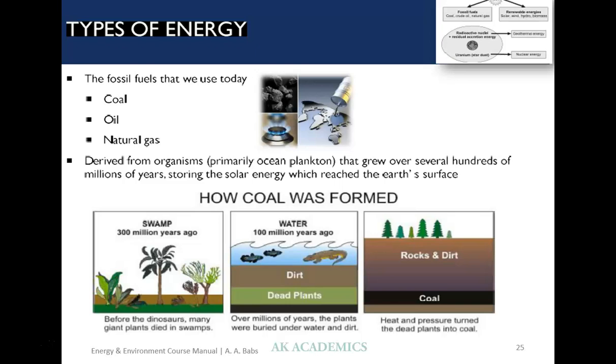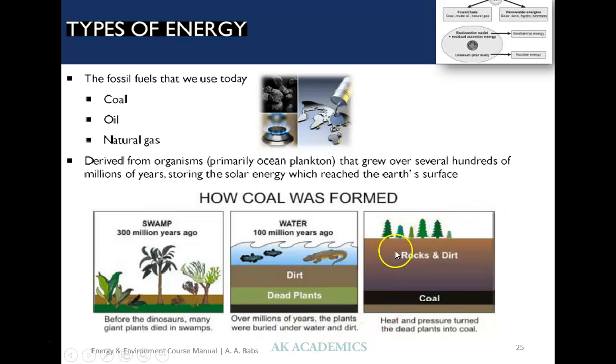Let's quickly look at how coal was formed. As you can see, we have swamps, which are several hundred million years old. This is a swamp of 300 million years ago, before the dinosaurs, when many giant plants died in swamps. Then about 100 million years ago, you can see we have dirt and dead plants. This is water, like the ocean, and then you have animals. Then you can see dirt, another layer right below the ocean, and below the dirt you have dead plants. So over millions of years, the plants were buried under the water and died.